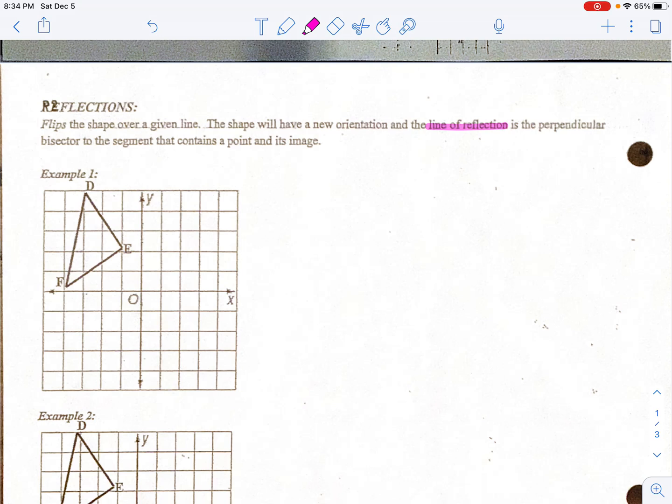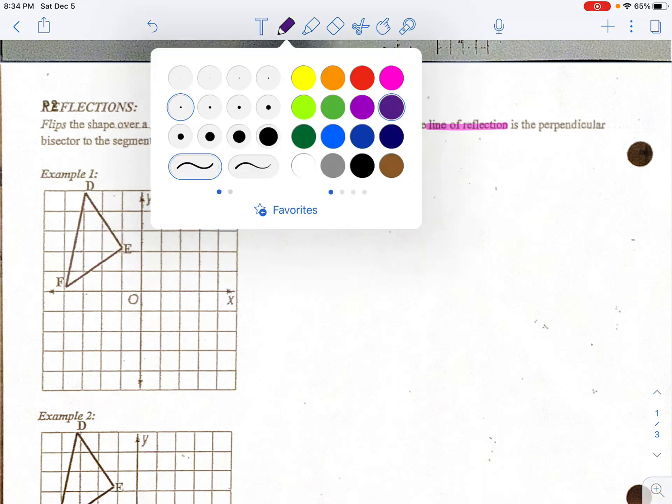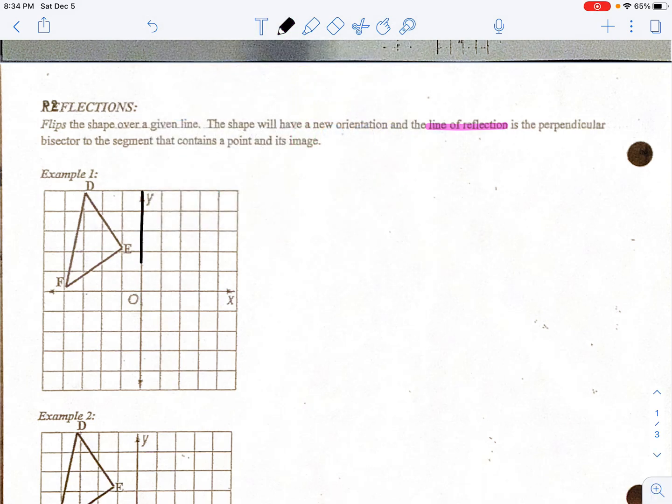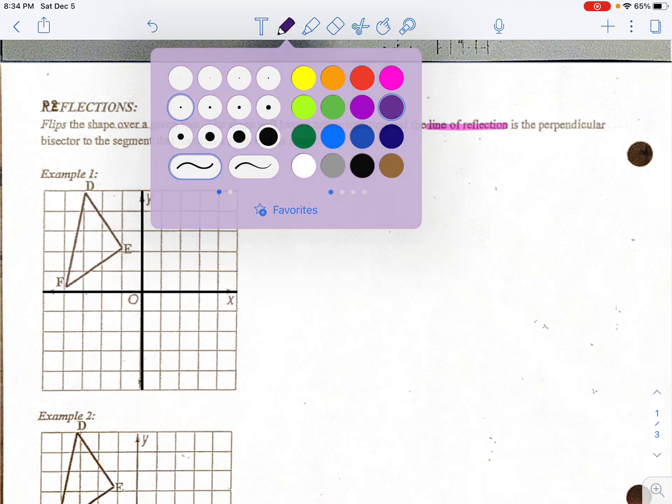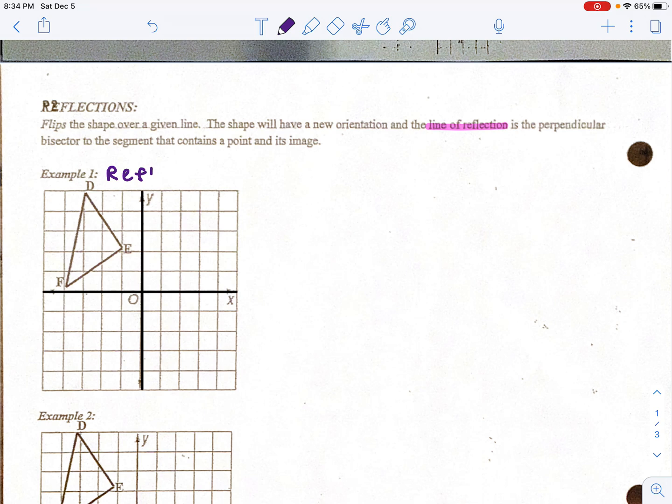So in example 1 here, we have triangle DEF. It's a little off there. All right, I'm going to go through and highlight my axes real quick just so we can see them a little bit clearer here. Okay, so my first example here is we are going to actually reflect over the x-axis. So I'm going to go through and we're going to highlight the x-axis. The x-axis is this one right here. So we're going to take all those points and we're going to flip it over that axis.